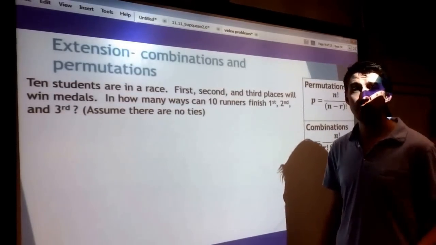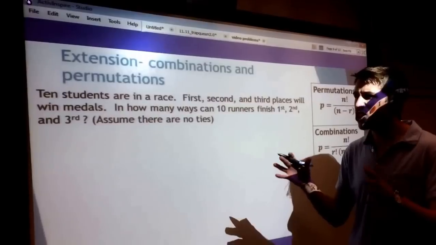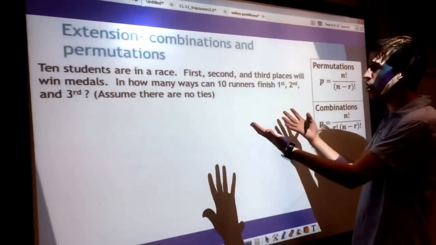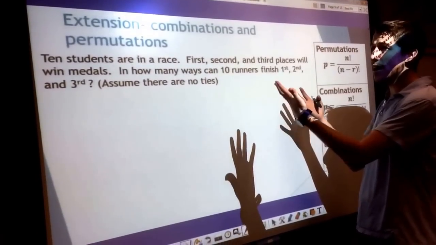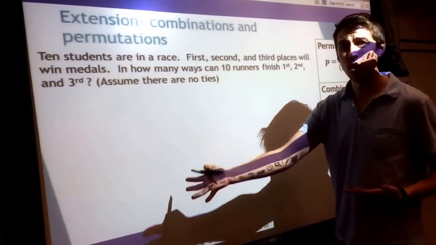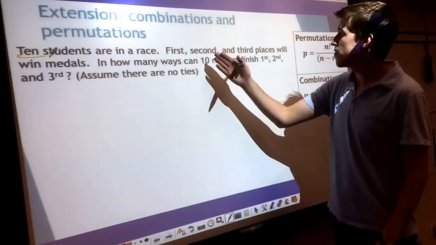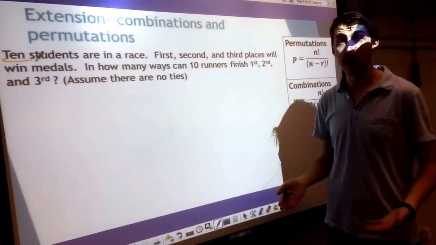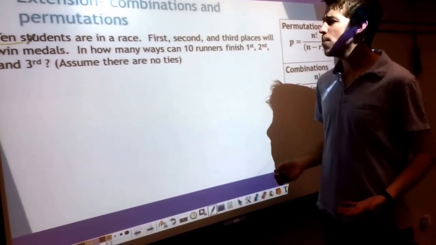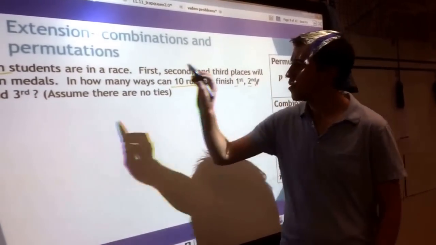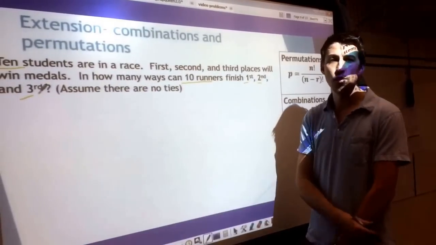Now, we're going to have a different process when the combinations and selecting and ordering things are a little more complicated. Because here's a very real-world situation where we're going to need to know a little bit more than in our previous problem. 10 students are in a race, and first, second, and third places will win medals. So in how many ways can 10 runners finish first, second, and third, assuming that there are no ties?